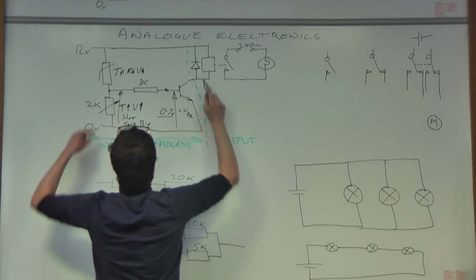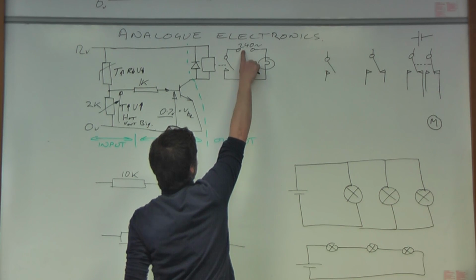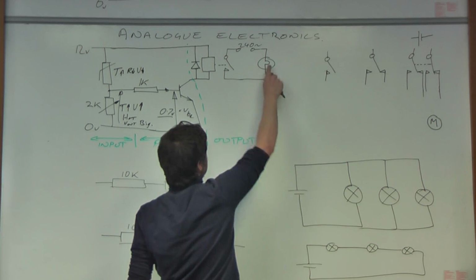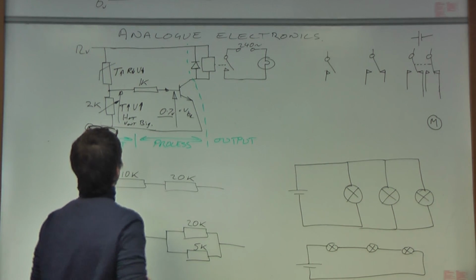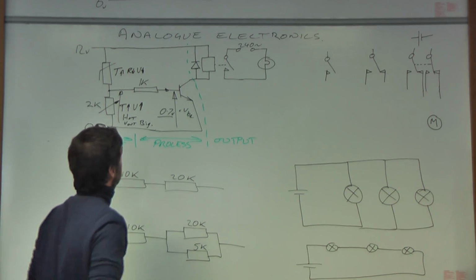The relay lets a low voltage system switch on a high voltage system. Okay, 12 volts is controlling 240 volts AC, so that when it's hot, this 240 volt bulb goes on.